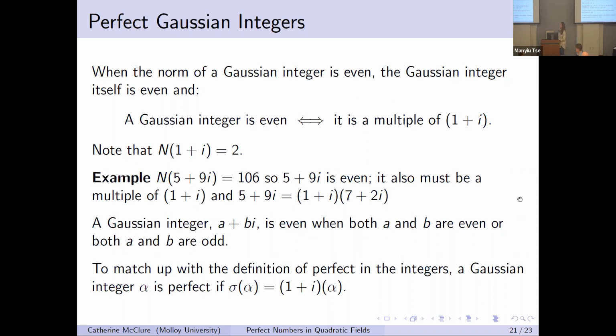And then to match up with the definition of perfect in the integers, a Gaussian integer is perfect if sigma of alpha is equal to (1 plus i) times alpha. So it's like the same thing, 2 times n.